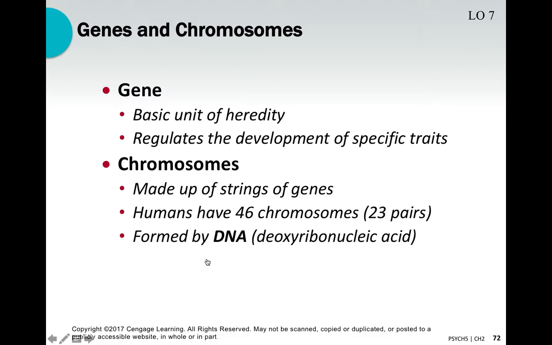Genes are compiled together to make chromosomes. In human beings, we have 46 chromosomes or 23 pairs. You inherit 23 from your biological mother, 23 from your biological father. Those chromosomes are made up of DNA, otherwise known as deoxyribonucleic acid, the ladder-like strands you've probably seen ad nauseum from your science classes. I bet you didn't think you'd be bringing this stuff into psychology, but hey, it's part of the science of psychology.